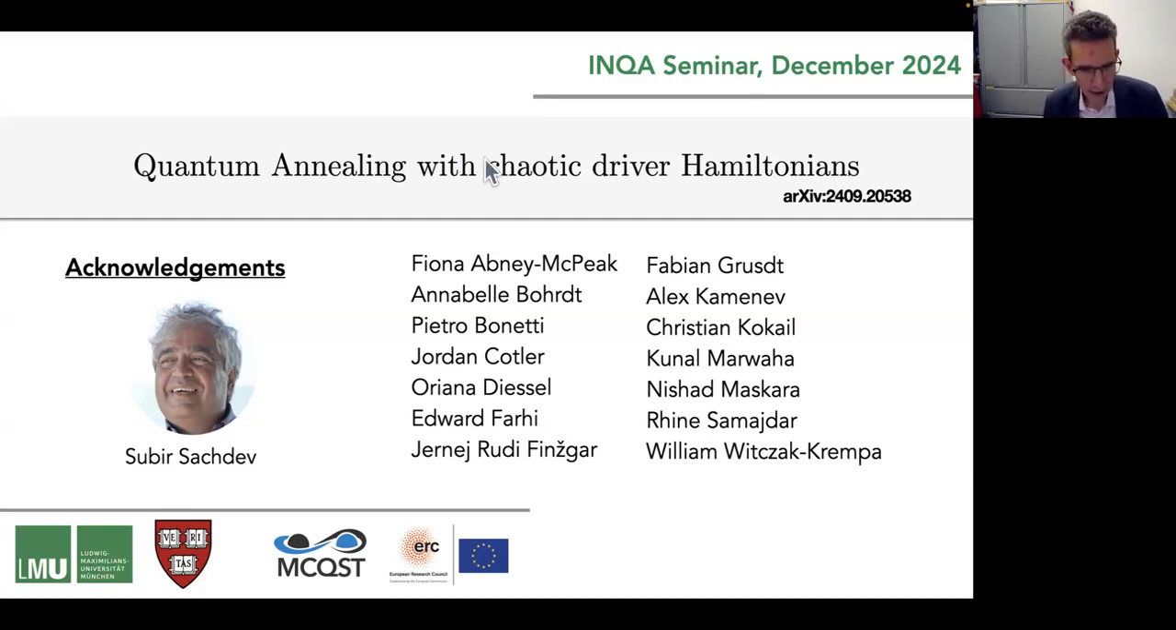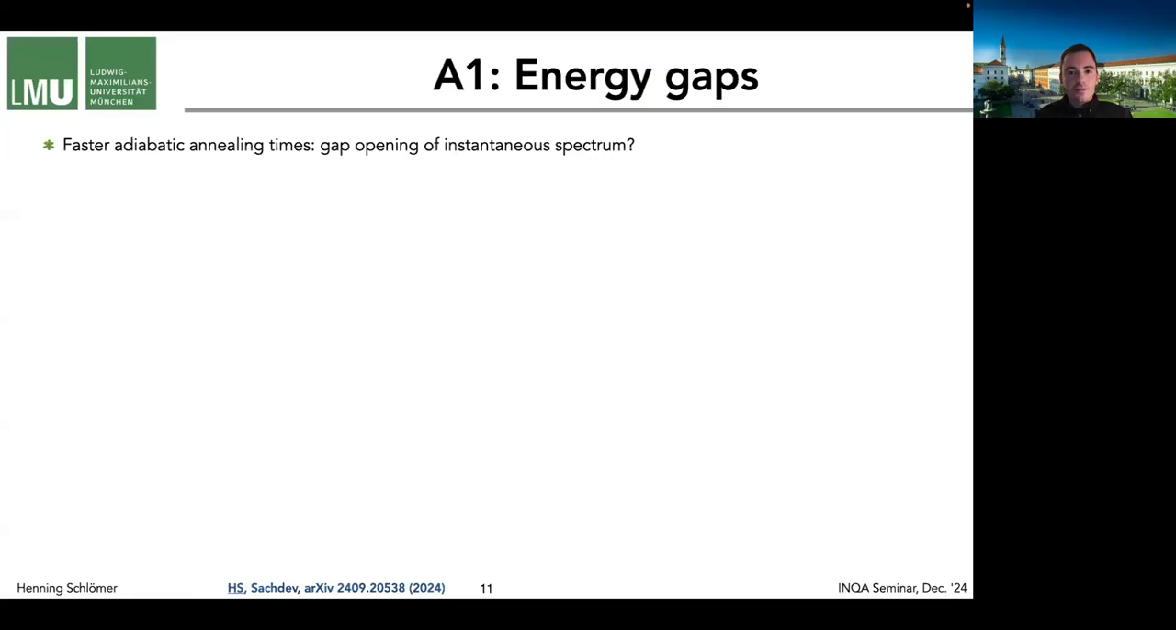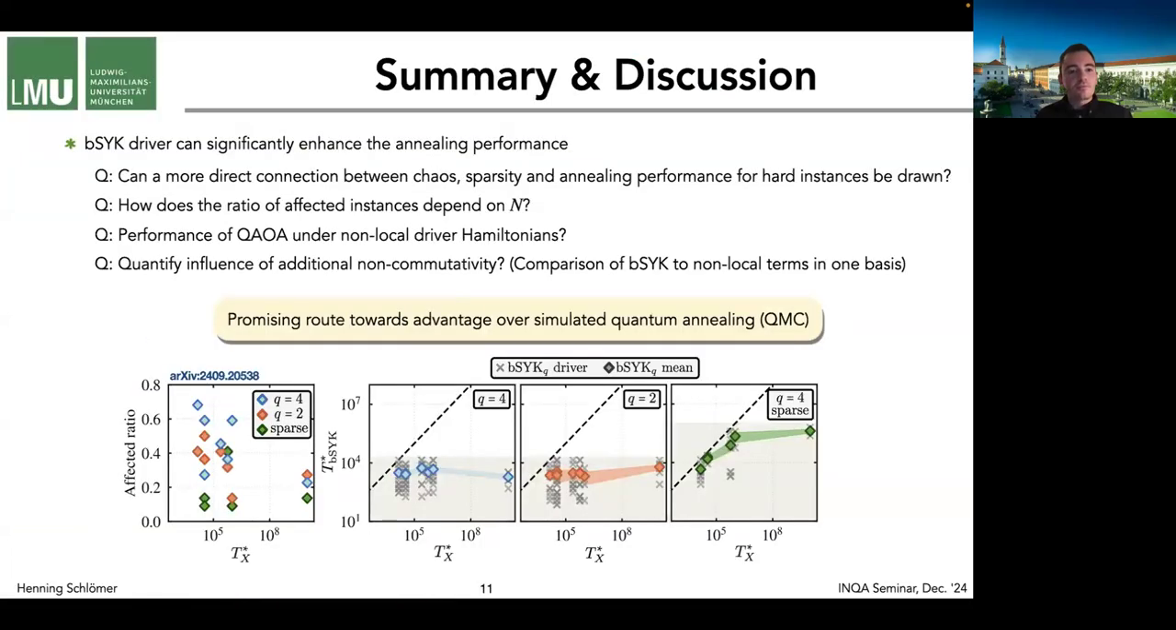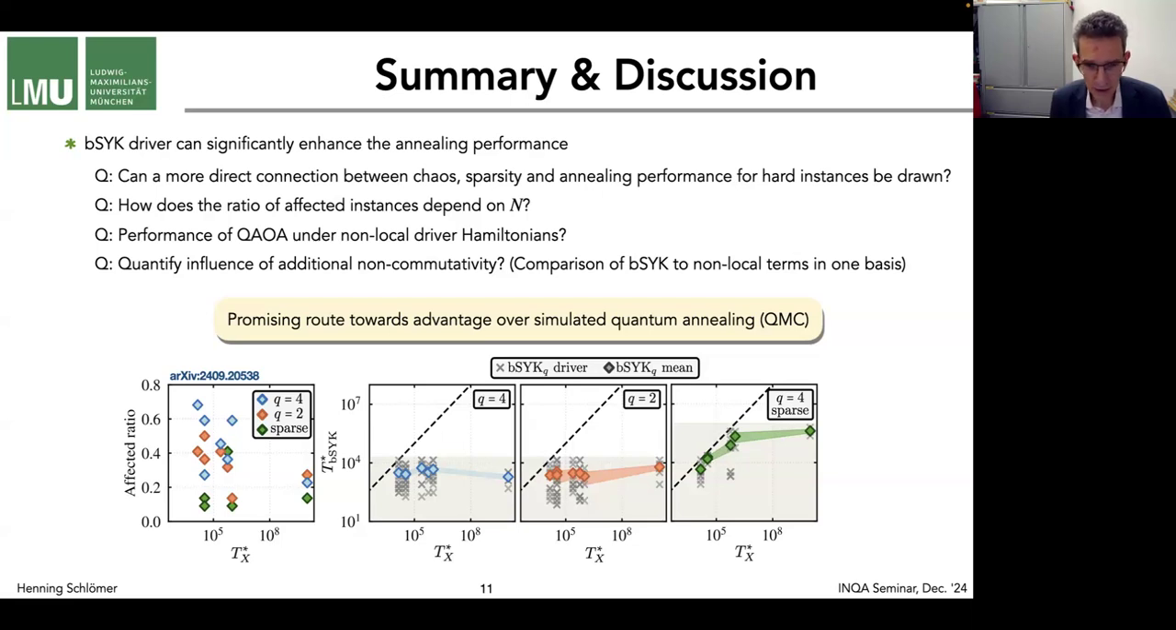I had a quick question for clarification. Can you maybe go back one slide? There was something I didn't quite understand. I'm trying to understand what the affected ratio means. If I look at the graphs on the right, it looks like you're always to the south of the dashed line, which means you're always gaining an improvement. So what am I not understanding?